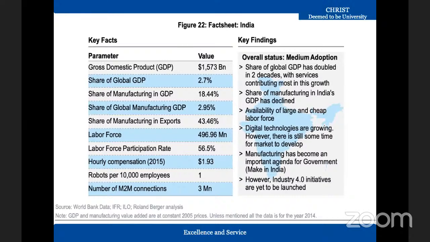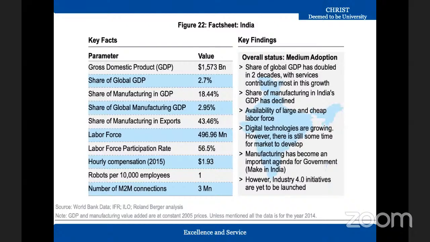So in India, when you see the GDP, it is just $1,573 billion US dollars, right? And when you see the second-to-last row, robots per 10,000 employees, we have only one robot. So we have a medium adaptation when you see the overall status. The availability of a large and cheap labor force is the strong point in India. Our workforce is available at a cheaper cost, and the number of workers is bigger in numbers, right?